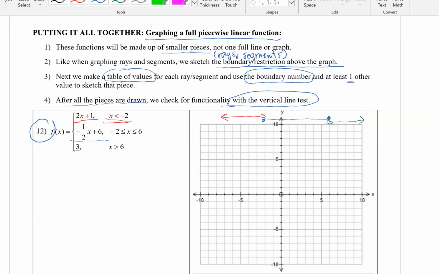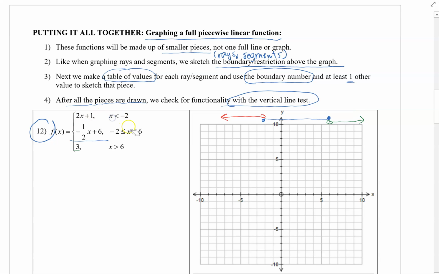Okay, so once we figure out our domain restrictions, for the first ray, I'm going to use my boundary point and make my little table of values, 2x plus 1. I'm going to use the boundary of -2, even though it's not included, because I need to know where to put that open circle. So I just plug in -2 for x in here. I get -4 plus 1 is -3. So that tells me I'll have a point at -2, -3. And then I'll do one more point. I'll just pick something that's less than -2, like -3, and plug that in as well. So I get -6 plus 1 is -5.